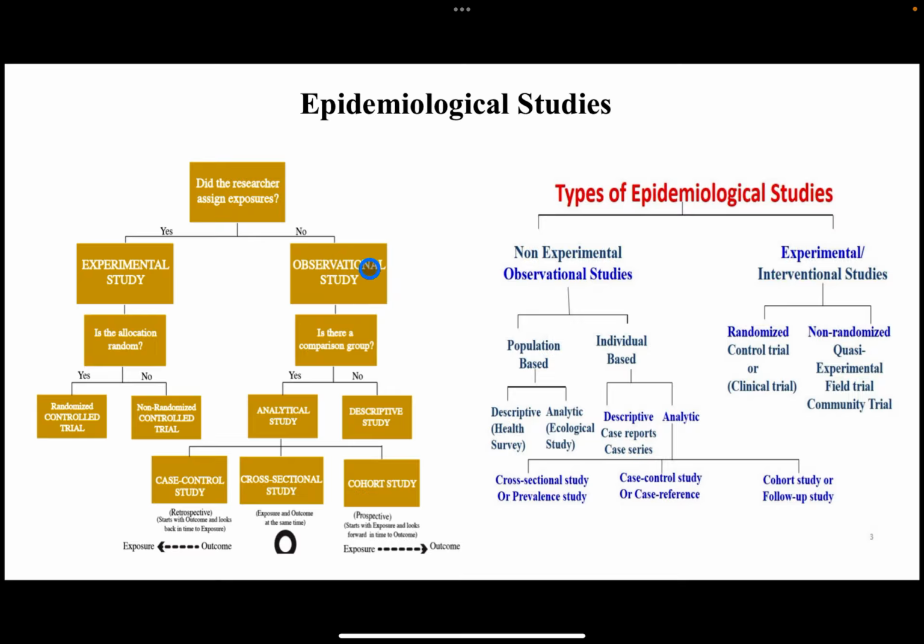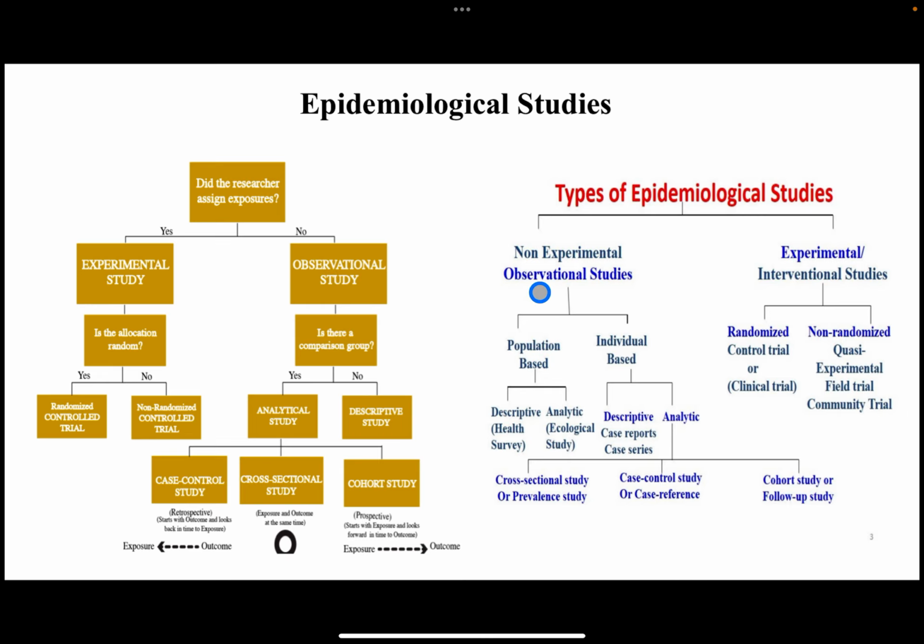If no exposures were assigned, no group was created, we don't have any people going to be exposed to something and another group going to be exposed to something different, such a study is just observational. Once exposures were not assigned, the study is an observational study. Okay, or you can call it non-experimental study.